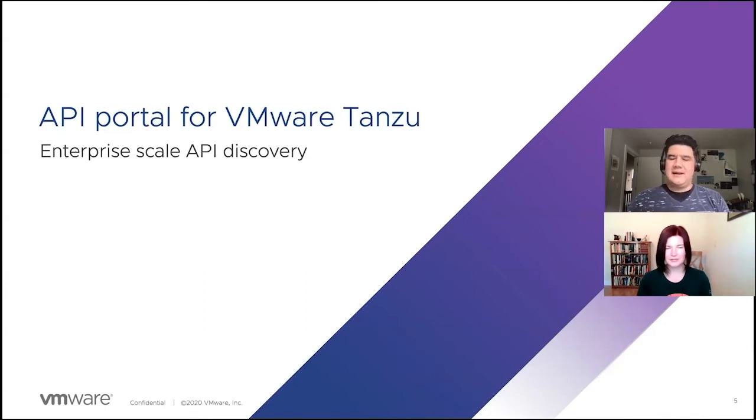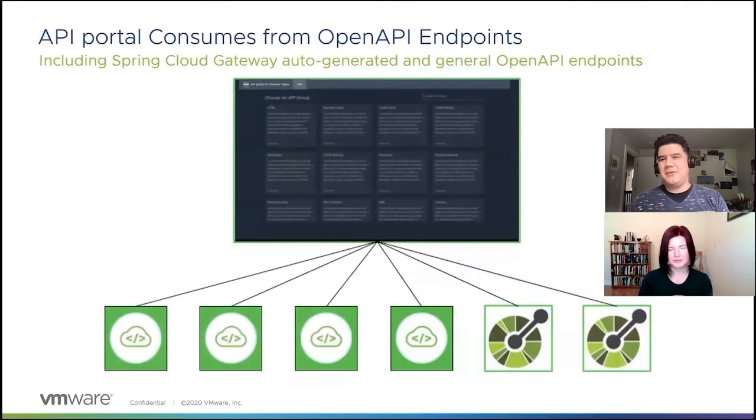Cool. And kind of go further. Well, what is our API portal? Maybe we can go into that a little bit. So the first thing is the API portal really consumes from OpenAPI endpoints. Now, that could be our Spring Cloud Gateway commercial products that I mentioned earlier, but it also could be any OpenAPI endpoint.